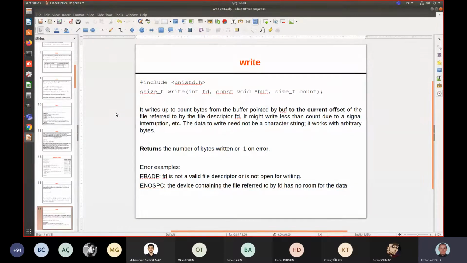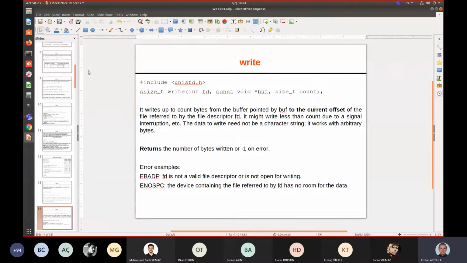Now, the write system call will write at most count bytes to that file. It won't necessarily write exactly count. And what does it return? It returns the number of bytes that it has written successfully or -1 on error.